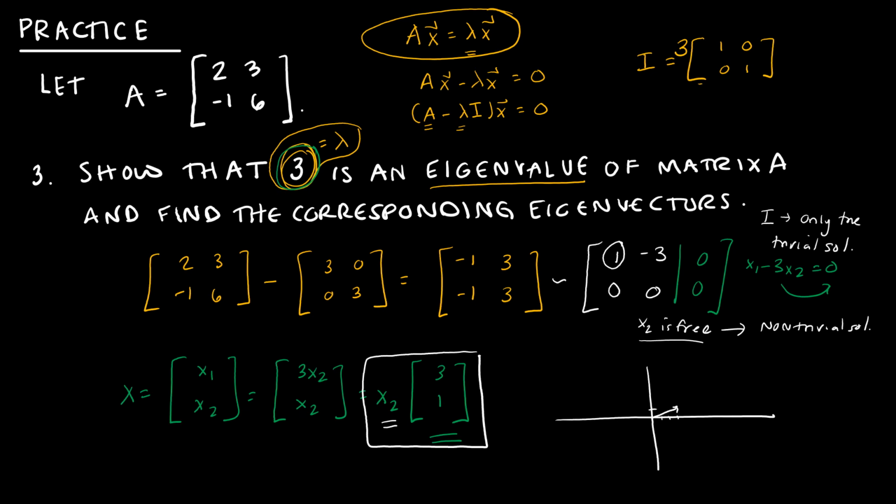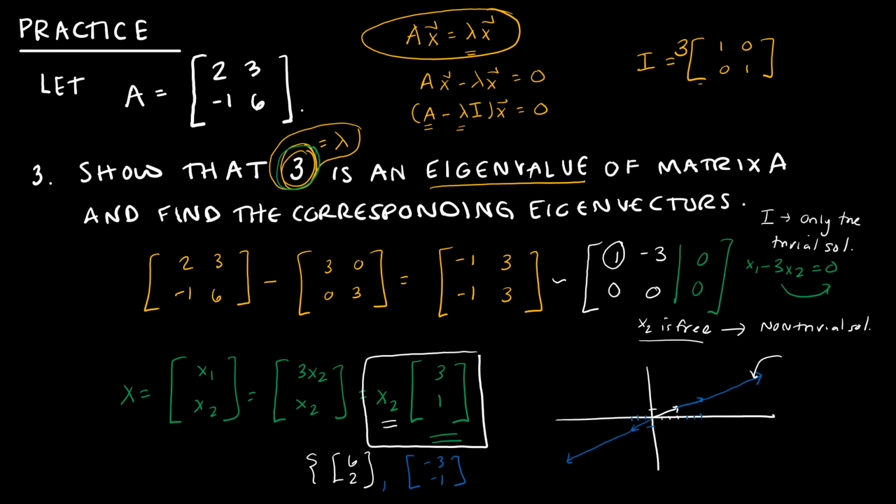So what if I plugged in 2 for x2? Well, that would give me 6, 2. Where is 6, 2? Well, it's over here. Notice it's on the same line. What if I plugged in -1? Well, that would be -3, -1. Where is -3, -1? Why, it's on the same line. And I could continue that for any values of x2, and what's going to happen? I'm going to end up with values all along that line.